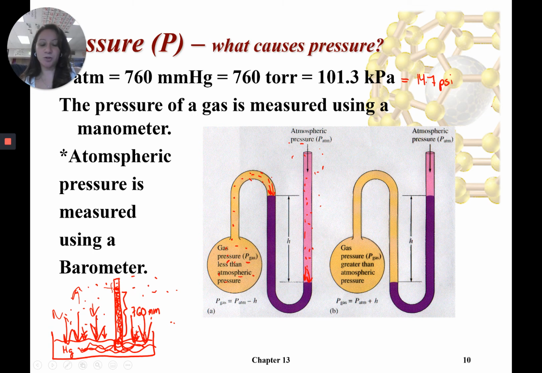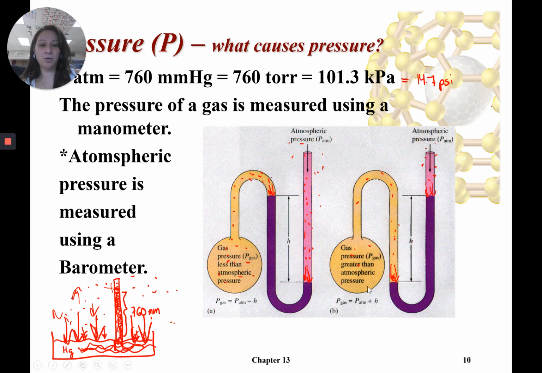Let's look at this picture. So this is the opposite. So here my gas particles are colliding, pushing on everything, including on this liquid. The gas particles in the air are also pushing on everything, including that liquid. Who's winning? Well, this time the gas is winning. It's pushing the liquid more. And so we know that the gas pressure is higher than the atmospheric pressure. How much higher? Well, it is higher by the difference of the height here.